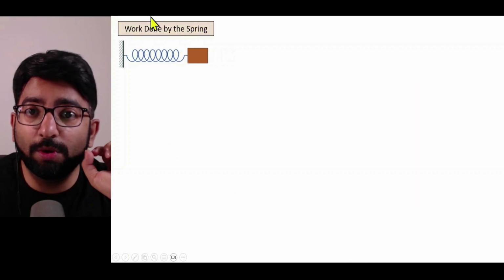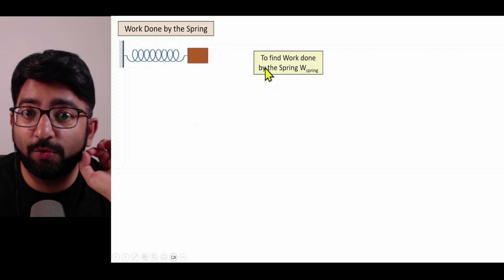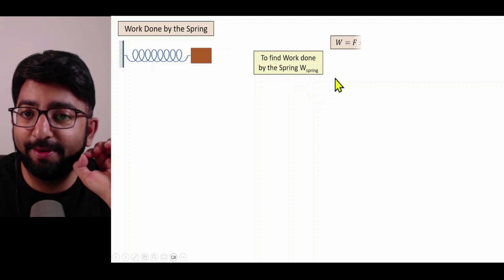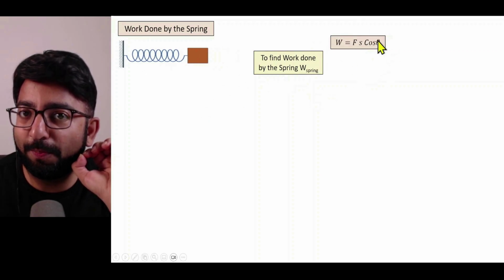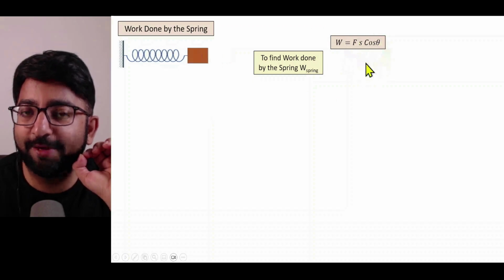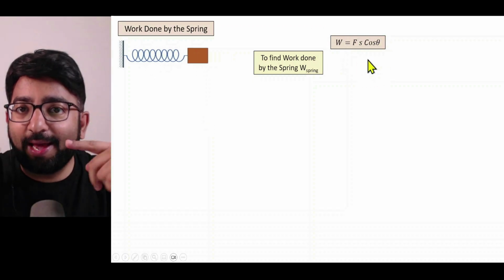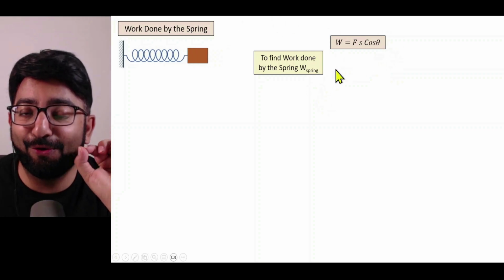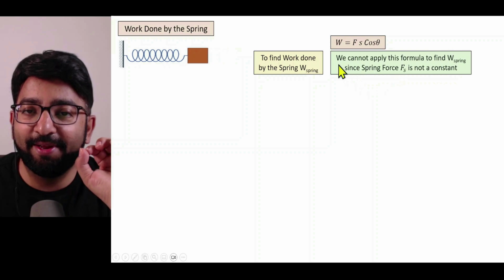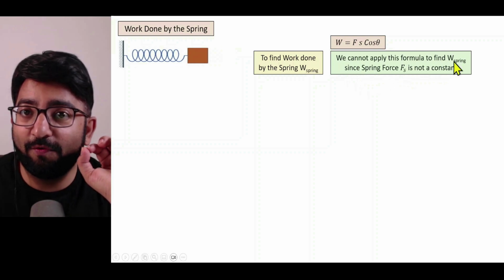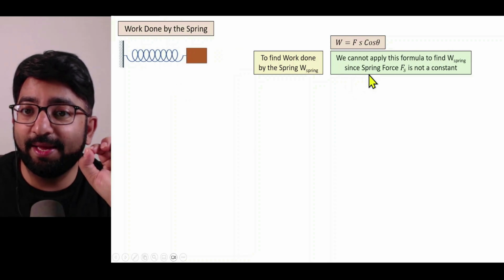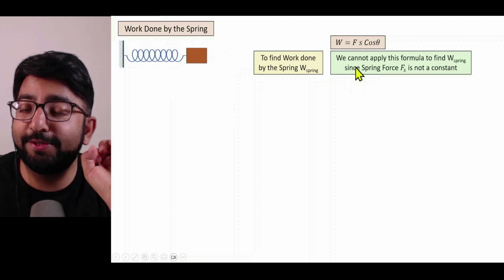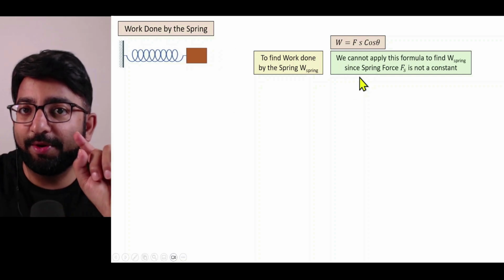Next, we have the total work done by the spring. So to find the work done by the spring, if you try to recall the most basic formula for work, which was Fs cos theta. Now try to think, can we even apply this formula to find the work done? The answer is no. And why is that? Let's read. We cannot apply this formula to find the work done by the spring since the value of F is not a constant.